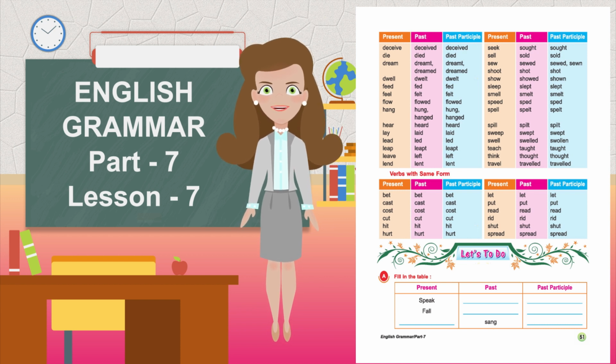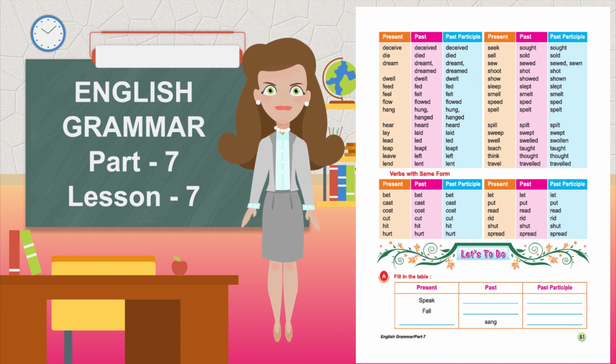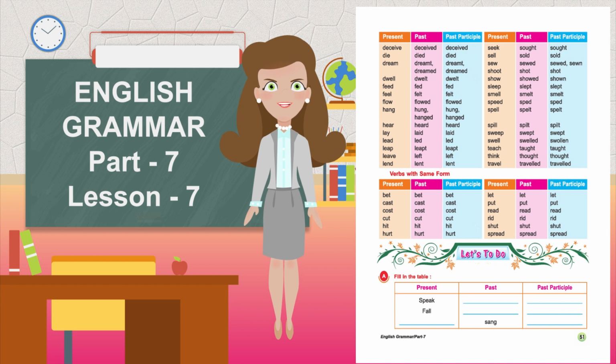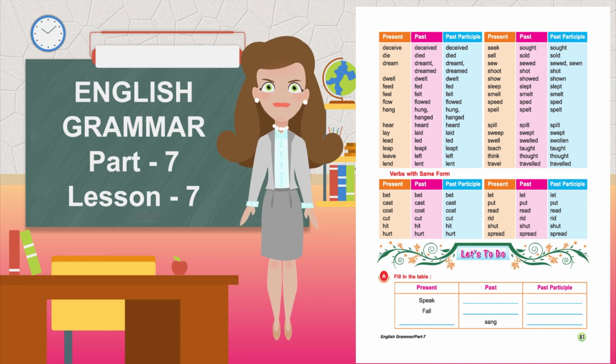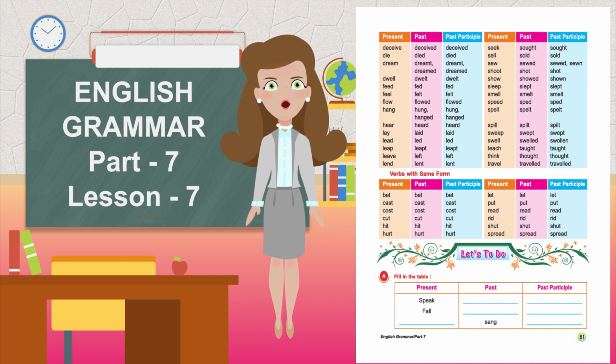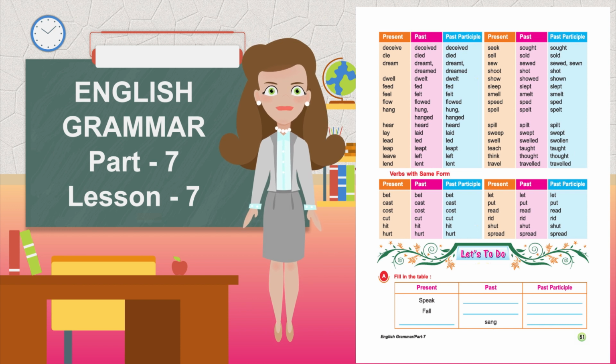Present, past, past participle. Deceive, deceived, deceived. Die, died, died. Dream, dreamt or dreamed. Dwell, dwelt, dwelt. Feed, fed, fed. Feel, felt, felt. Flow, flowed, flowed. Hang, hung, hung. Hang, hanged, hanged.